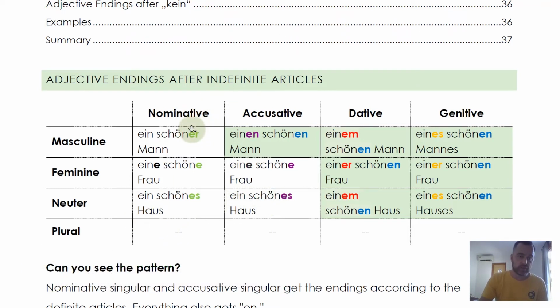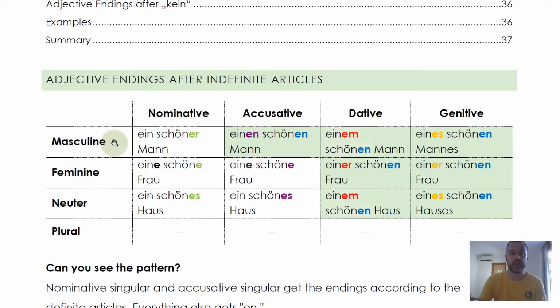On first look, that looks like a random ending that you have to add to the adjective, but it's actually not. Remember, definite articles got an e here at all times, but now we have different endings, but they're not random. So if it's not dative, genitive, or accusative masculine, we simply add the ending of the definite article.